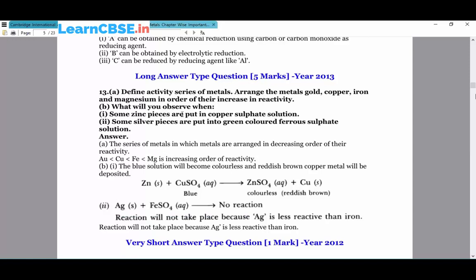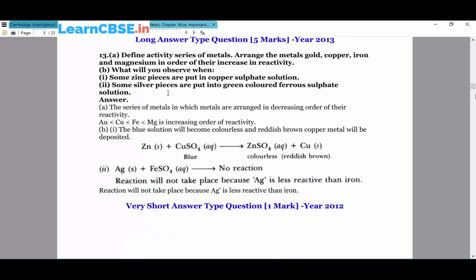What will you observe when some zinc pieces are put in the copper sulfate solution? We have to check in the reactivity series which metal is more reactive, zinc or copper. In this case, the zinc reacts with the copper sulfate. Zinc is more reactive than copper, so definitely it will displace the copper. It forms zinc sulfate plus copper. How do you observe this? The copper sulfate solution is blue in color, that will convert to colorless, and the copper will be deposited as a reddish brown precipitate.